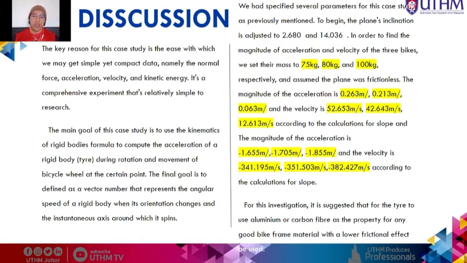We had to specify several parameters for this case study, as I previously mentioned. To begin with, the plane inclination: we had 2 inclinations, which are 2.680 and 14.036. In order to find the magnitude of the acceleration and the velocity of the three bikes, we set their mass to 75 kg, 80 kg, and 100 kg respectively, and assume that the plane was frictionless.